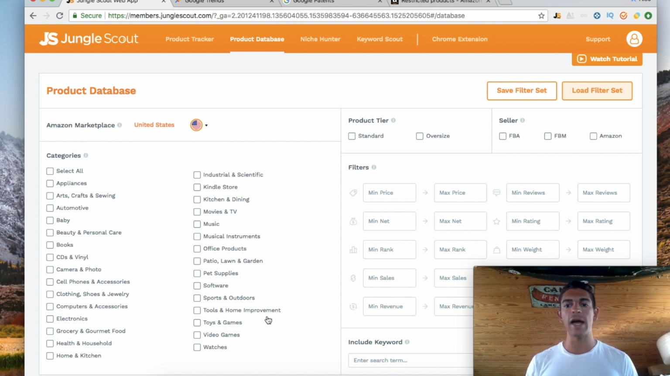Not saying that you're going to actually go ahead and source these, but you need to start somewhere, and then it can lead you to more ideas, and that's basically what product research is. It can take anywhere from a few days to a month.